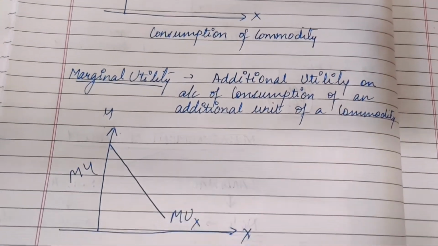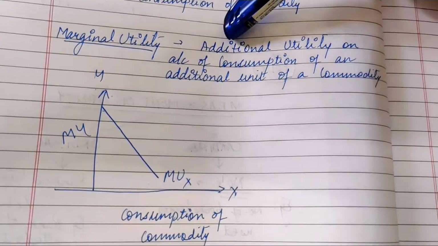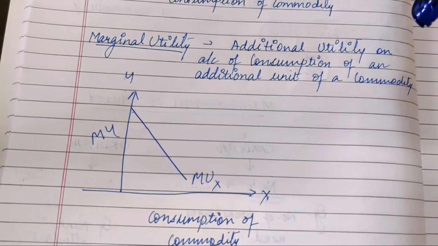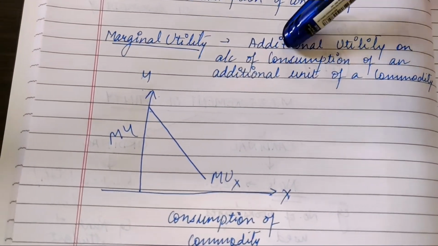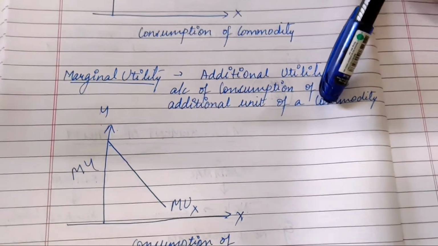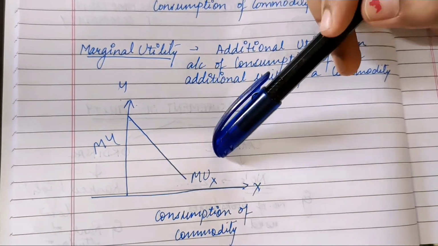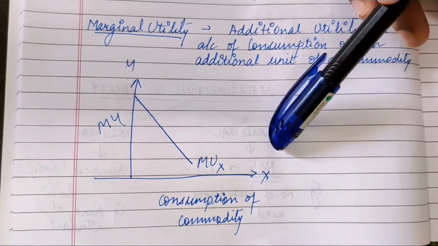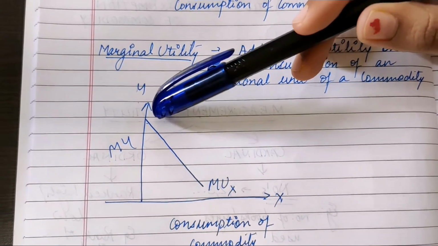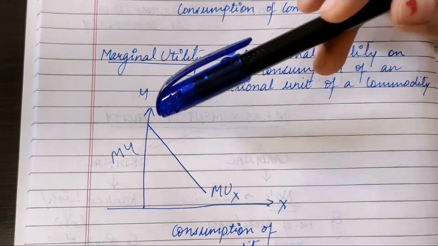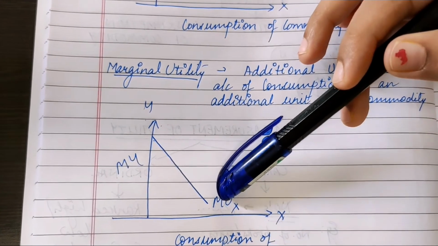Now proceeding towards marginal utility. What is marginal utility? It is the additional utility on account of consumption of an additional unit of a commodity. This is a graph of marginal utility. Similar to before, I have drawn the x-axis as consumption of a commodity and the y-axis as marginal utility. Here, as we consume more of a commodity, the marginal utility starts to decline and it can become negative.